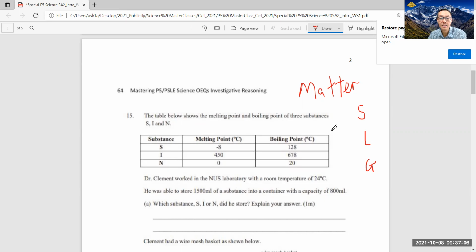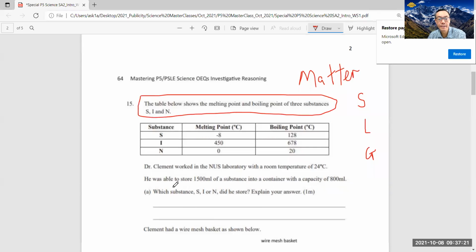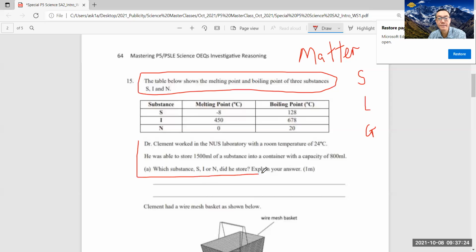Correct? Yeah. So now, Cheng Shun, can you read the question here? The table below shows the melting point and boiling point of 3 substances, Si and N. Cheng Shun, continue. Dr. Clement worked in the NUS laboratory with a room temperature of 24 degrees Celsius. He was able to store 1,500 ml of a substance into a container with a capacity of 800 ml. Which substance, Si or N, did he store?